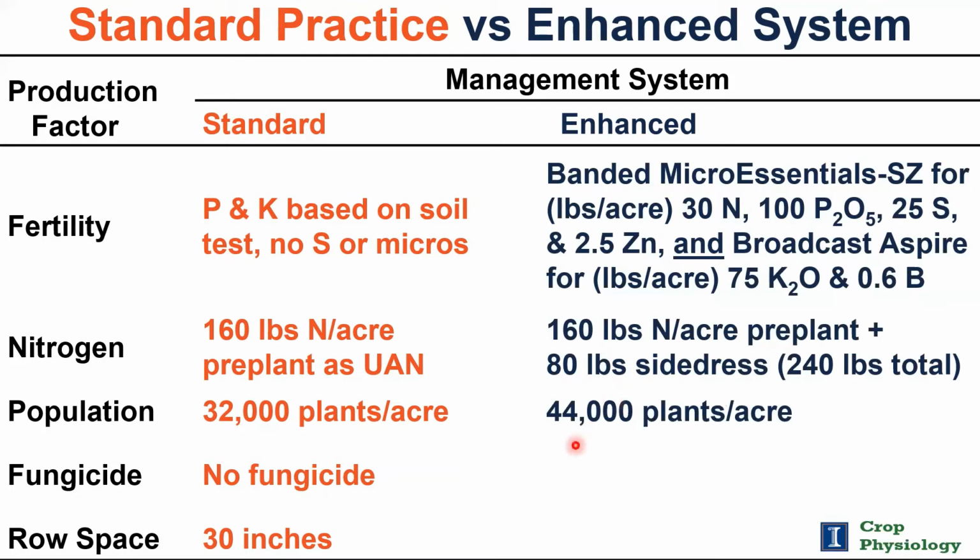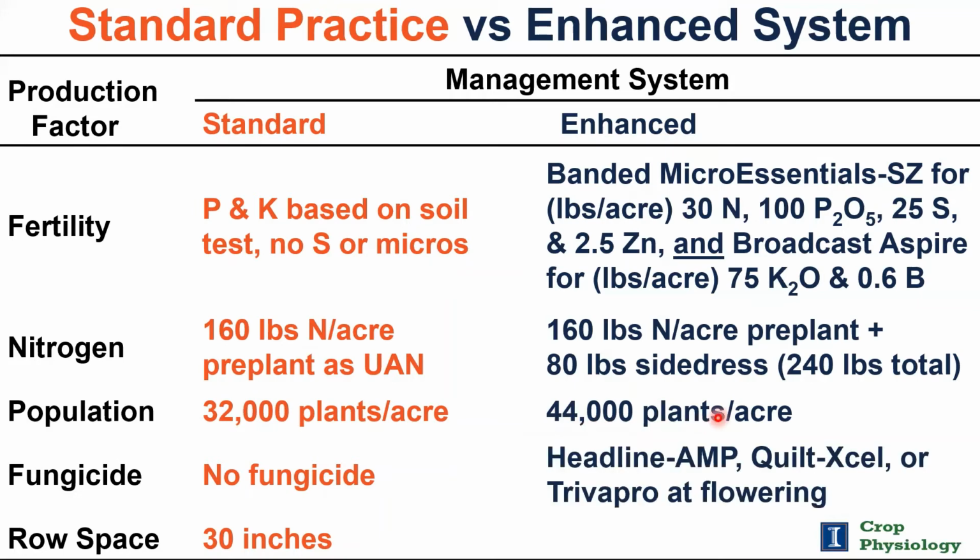To take advantage of all these nutrients out there, we're going to bump that density up far beyond what most growers are planting, 44,000 plants per acre. We're going to protect this crop. Like I said, we've got to make sure the crop never has a bad day. We're going to protect this crop with a strobilurin fungicide at VTR1. And then we're going to put this in a 20-inch row system.